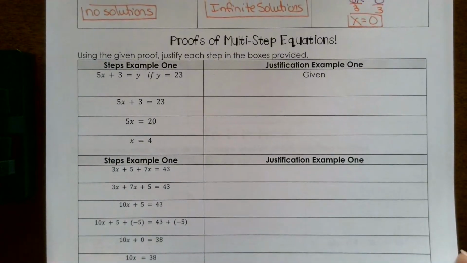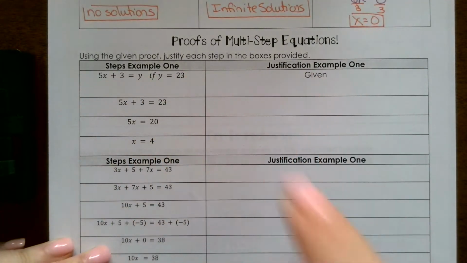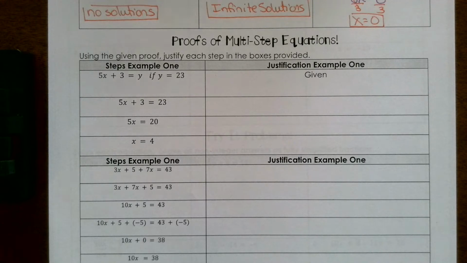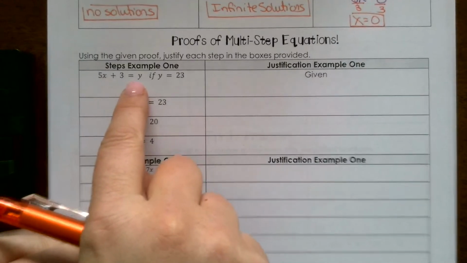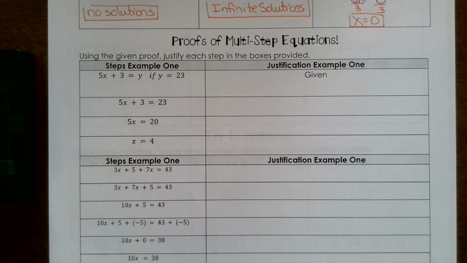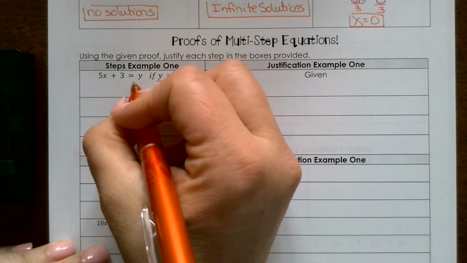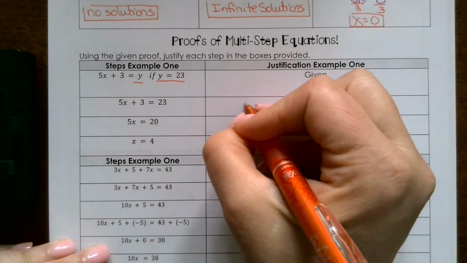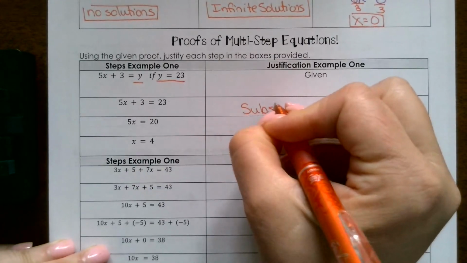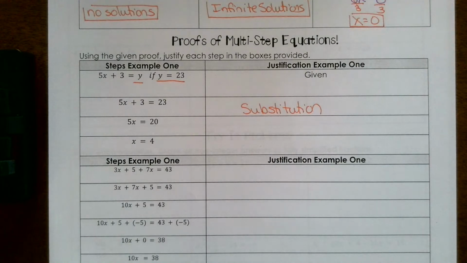So going back to that idea of proofs justifying the steps. Of course, here it is a given. If I'm given 5x plus 3 equals y, and y equals 23, that is what is given. That is the reason. Now, my next difference, I'm going to see that 23 was substituted in for y. So my justification here is substitution. I've substituted in an equal value for an equal value.